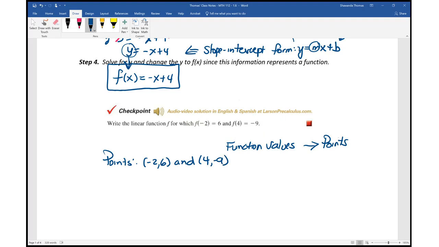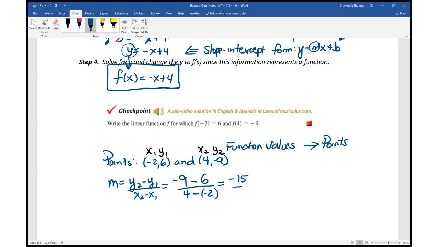The slope formula given 2 points is m equals y sub 2 minus y sub 1 over x sub 2 minus x sub 1. So let's label our points as x sub 1, y sub 1, x sub 2, y sub 2, and throw those numbers in the formula. So y sub 2 is -9 minus y sub 1 is 6 divided by x sub 2 is 4 minus x sub 1 is -2. -9 minus 6 is -15 divided by 4 plus 2 is 6.